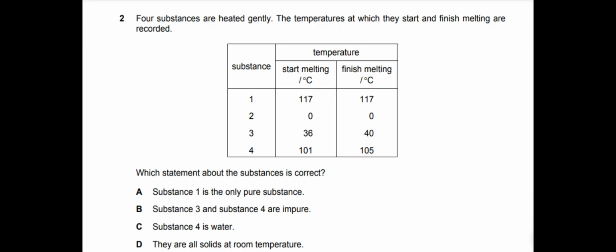Next question is, four substances are heated gently. The temperature at which they start and finish melting are recorded, and a table is given. Which statement about the substances is correct? Okay, before I read the option, you need to understand that a pure substance has a fixed melting and boiling point. Fixed means it starts melting at a fixed temperature and finishes at the same temperature. It does not melt in a range of temperature. So that is the indication of a pure substance.